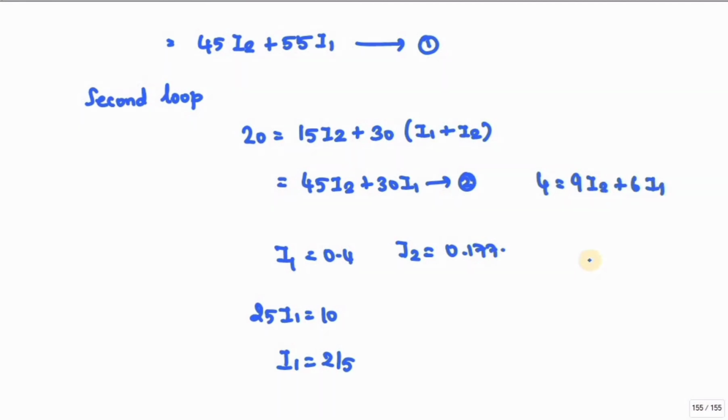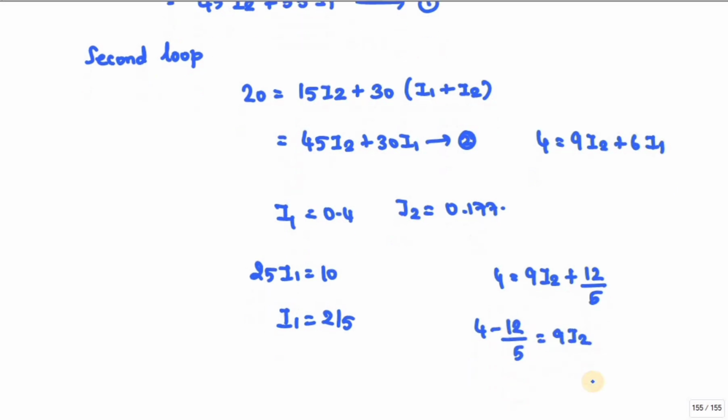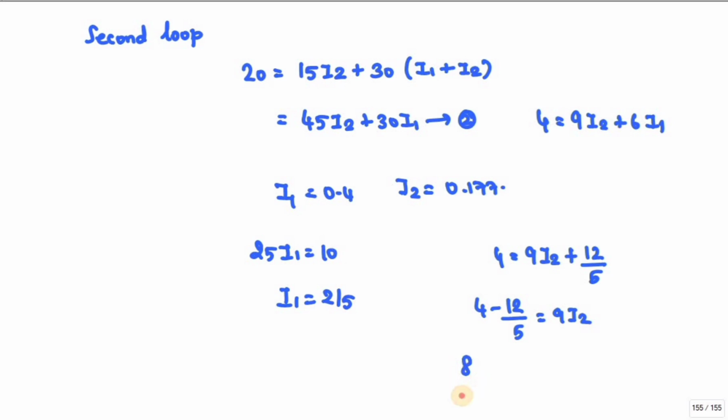So 4 is equal to 9 I2 plus 6 I1, on dividing the whole term by 5. So 4 is equal to 9 I2 plus 12 divided by 5. So 4 minus 12 divided by 5 is equal to 9 I2. So 8 divided by 5 is equal to 9 I2. So I2 is equal to 8 divided by 45. On solving, you will get the answer as 0.177.